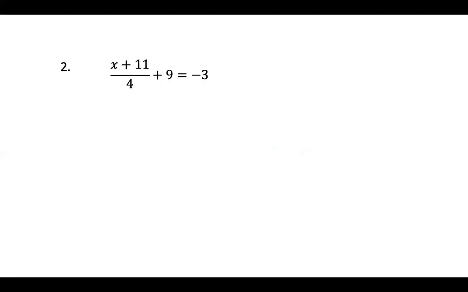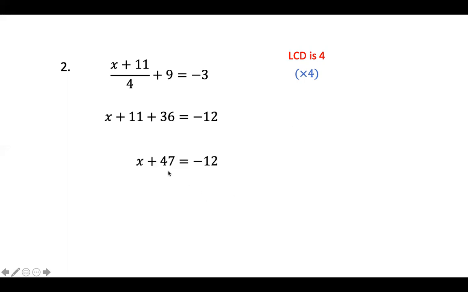Example number 2. Again, we only have one fraction, and it's over 4. So our lowest common denominator is 4. So we multiply everything in the equation by 4, so that just gives us x plus 11 from that fraction. 9 times 4 gave us 36. -3 times 4 gave us -12. Now I just brought together that 11 and 36 to get 47. Subtract 47 on both sides to get that x equals -59.